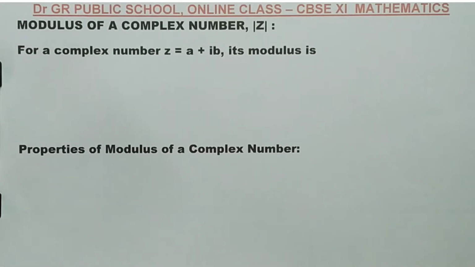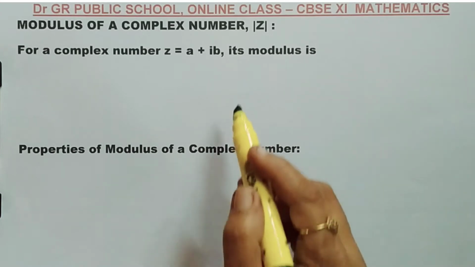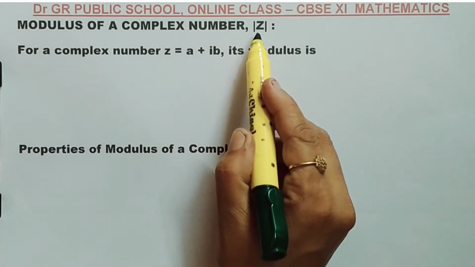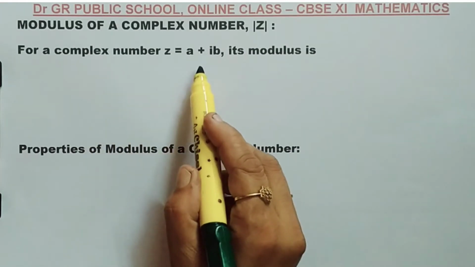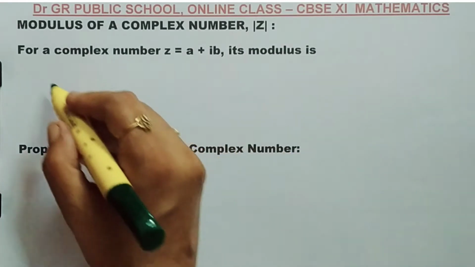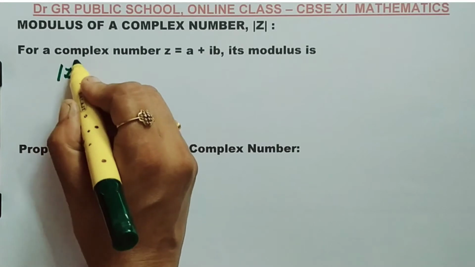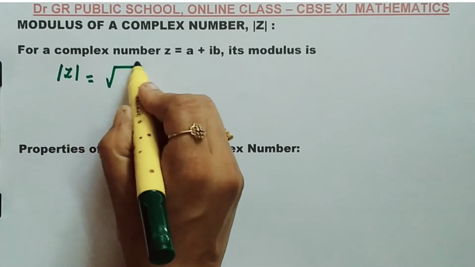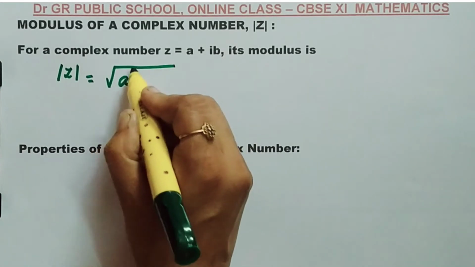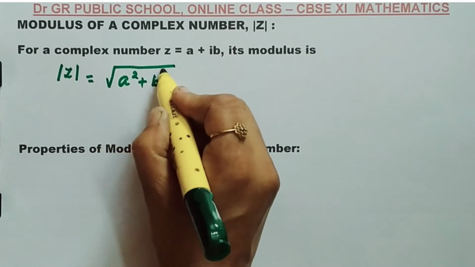Next, we can study about the modulus of a complex number. Modulus is usually represented like this. Read it as mod Z. For a complex number Z equals A plus iB, its modulus is denoted by mod Z. Mod Z equals, the formula is square root of A square plus B square.